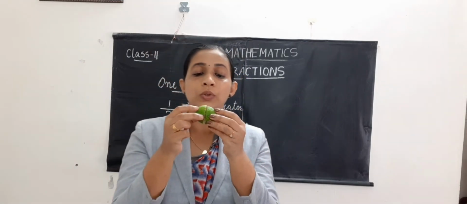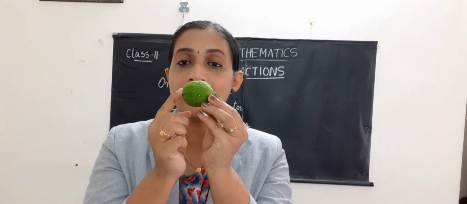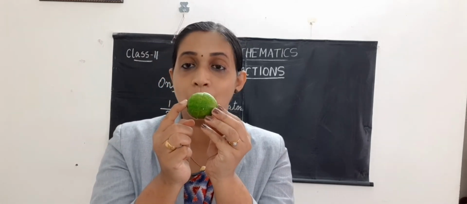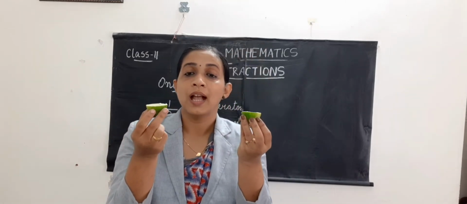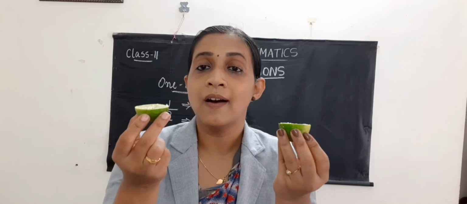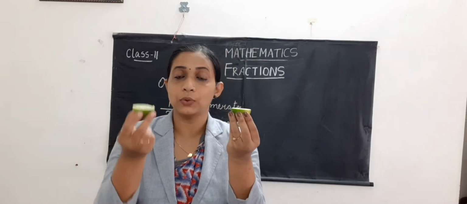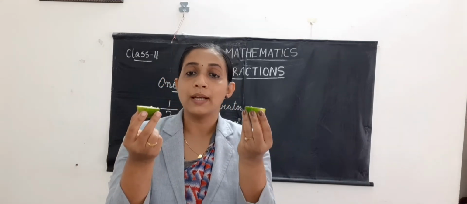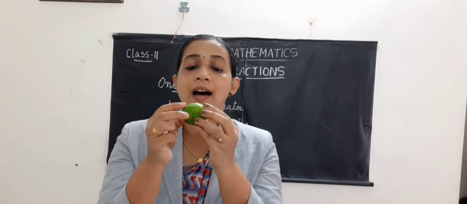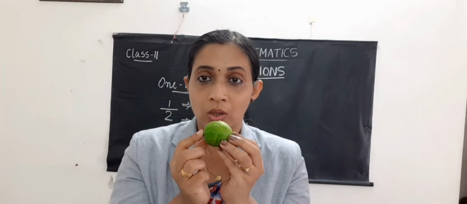Okay, this part of the lemon is 1/2 and this part is another 1/2. So when you join these two halves, you will get one full part, one whole lemon. Okay, so this is 1/2 and this is 1/2. When two 1/2s are joined, you will get one whole.